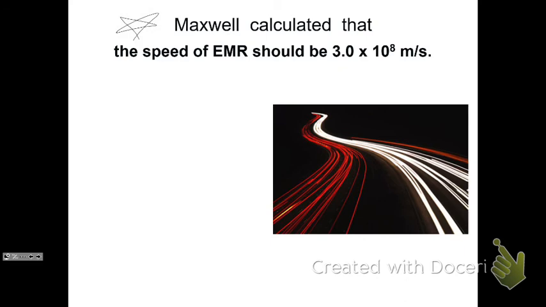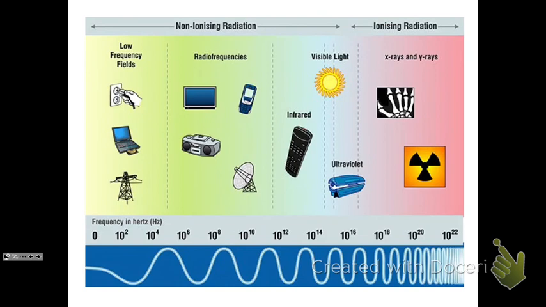We have talked about this, so I'm not going to spend too much time on it, but we have ionizing radiation and non-ionizing radiation. Ionizing radiation has a really high frequency, short wavelength, and high energy. Non-ionizing radiation, like radio waves, has a long wavelength, small frequency, and low energy.